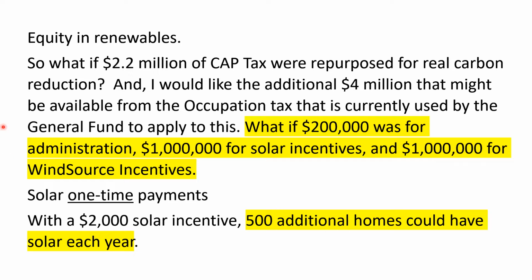Equity in renewables. So what if $2.2 million of cap tax were repurposed for real carbon reduction? And I'd like to see the additional $4 million that might be available from the occupation tax that is currently used by the general fund apply to this. What if $200,000 was for administration, $1 million for solar incentives, and $1 million for wind source incentives? Solar one-time payments: with a $2,000 solar incentive, 500 additional homes could have solar each year.